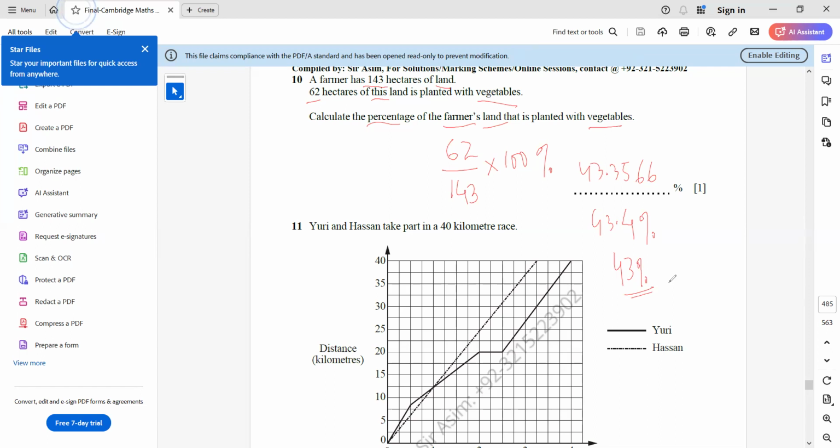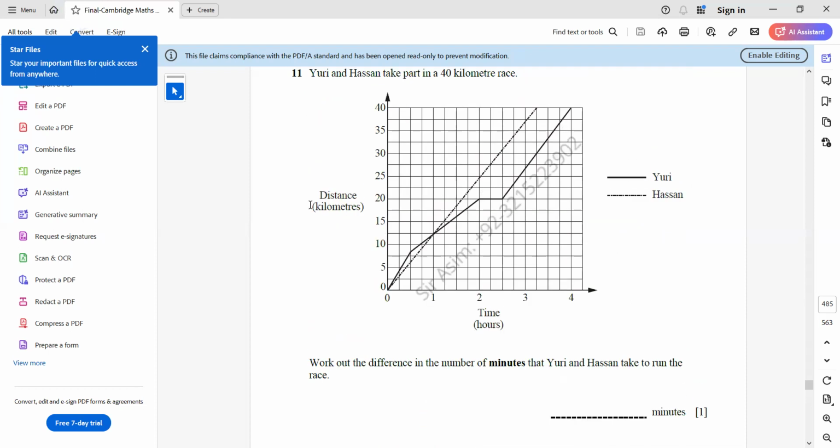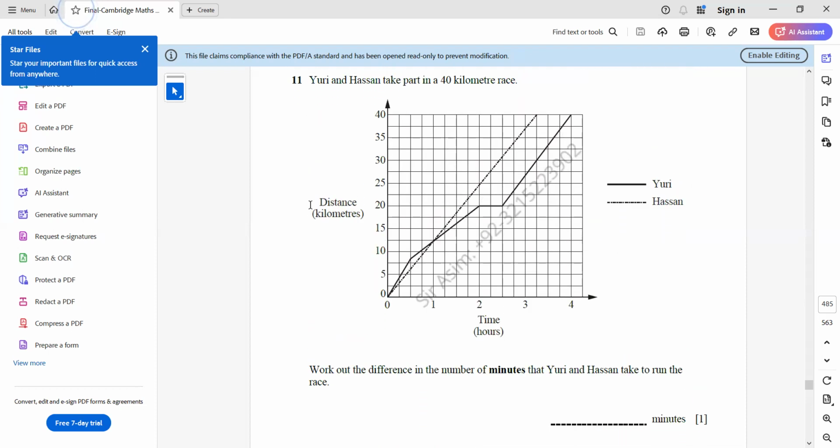Okay, now it is question number 11. Yuri and Hassan take part in a 40-kilometer race. This is distance along the y-axis given in kilometers, and along the x-axis we are given the time in hours. Work out the difference in the number of minutes that Yuri and Hassan take to run the race.